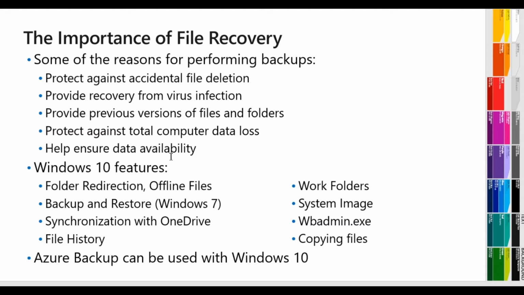Windows 10 features: we have folder redirections, offline files, backup and restore, synchronization with OneDrive, file history, work folders, system image, and wbadmin.exe, that is the command line tool. With that we can work with the backups and copying files. Azure backup can be used with Windows 10 as well. So we've got many options for the backup.